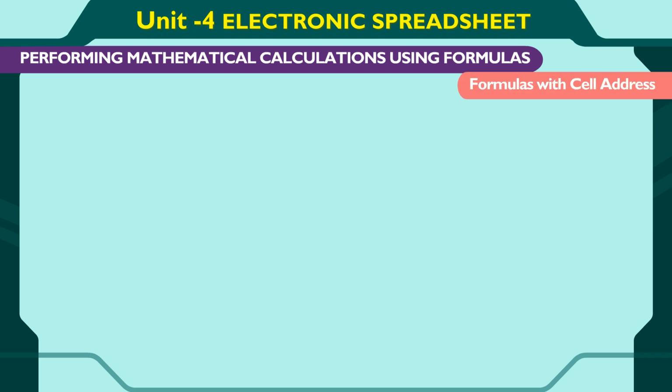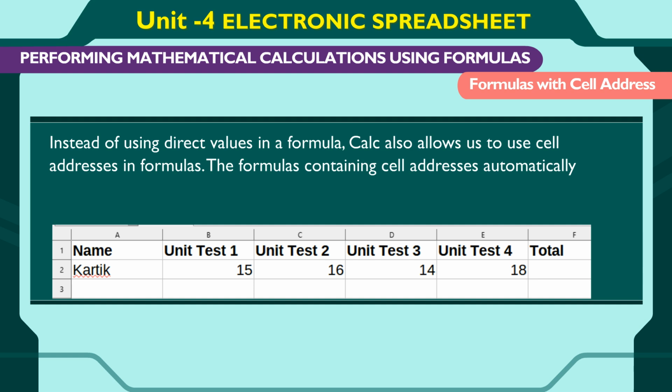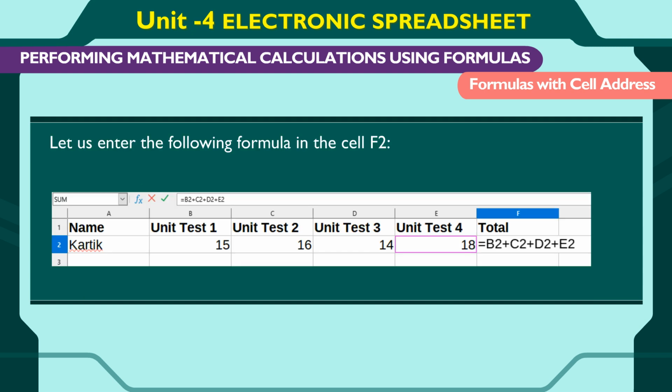Formulas with cell address. Instead of using direct values in a formula, Calc also allows us to use cell addresses in formulas. The formulas containing cell addresses automatically change the output if any changes are made to the values in the respective cells. Let us take an example of the marks of a student in unit tests. Let us enter the following formula in the cell F2: =B2+C2+D2+E2.